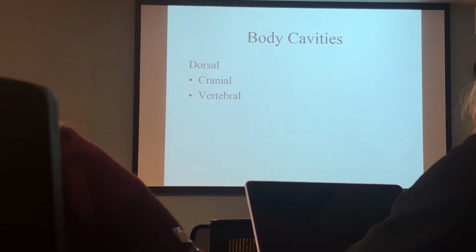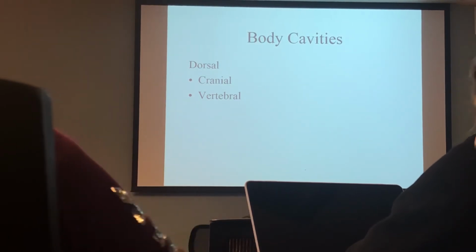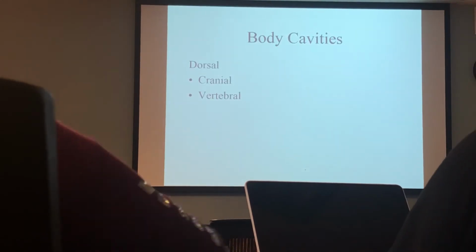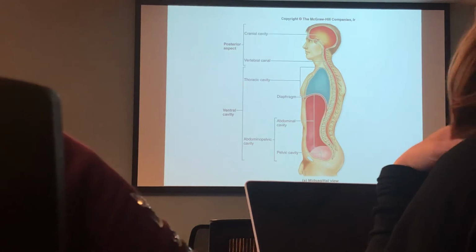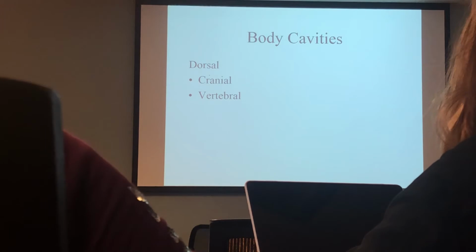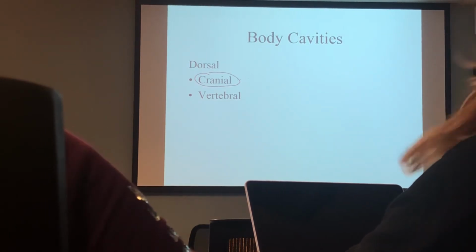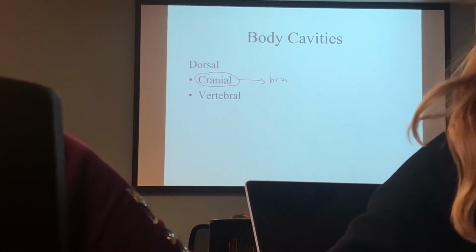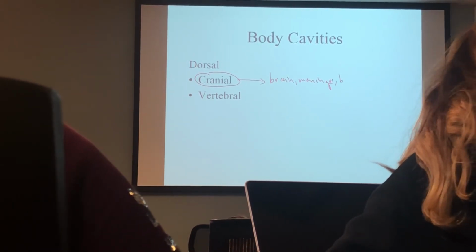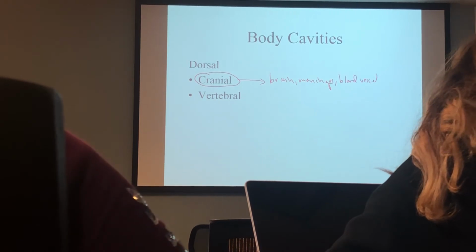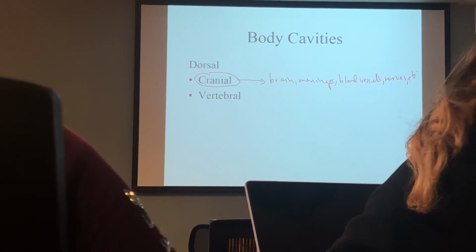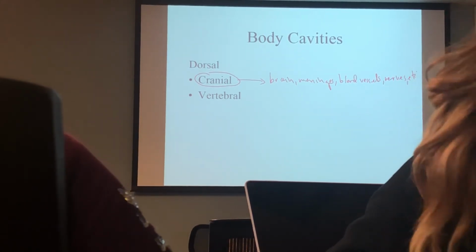All right, so you have your planes and sections, you have your directional terminology, right? You have body cavities, okay? You have dorsal cavity, okay, which is going to be our focus here. So you have two main cavities, you have dorsal cavity and ventral cavity, right? But our focus is going to be on the dorsal cavity. Because in the cranial cavity, what do you find in there? Your brain, what else? Your meninges, what else? Blood vessels, okay, etc. And then you find what? Nerves in there, etc. Okay, in the cranial cavity.